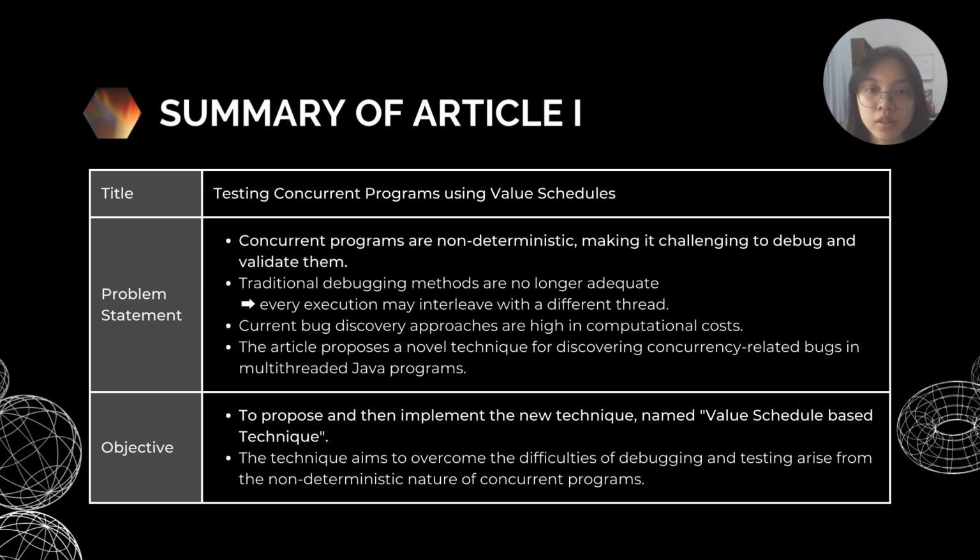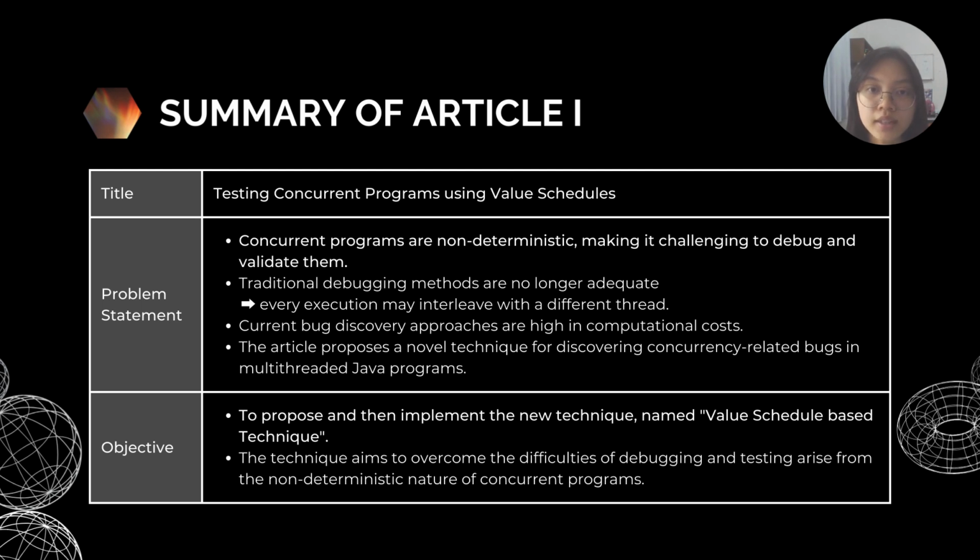For the problem statement, the main problem discussed in this article is that concurrent programs are non-deterministic, making it challenging to debug and validate them. Traditional debugging methods, such as inserting print statements, are no longer adequate due to the reason that every execution may interleave with a different thread, while current debugging discovery approaches, such as model checking and dynamic analysis, are high in computational costs. As a result, the article proposes a new technique for discovering concurrency-related bugs in multi-threaded Java programs.